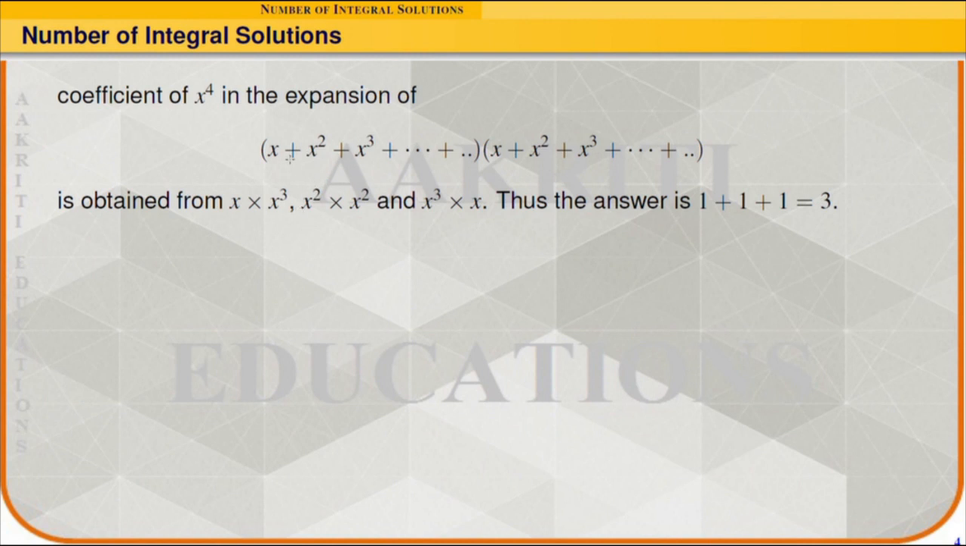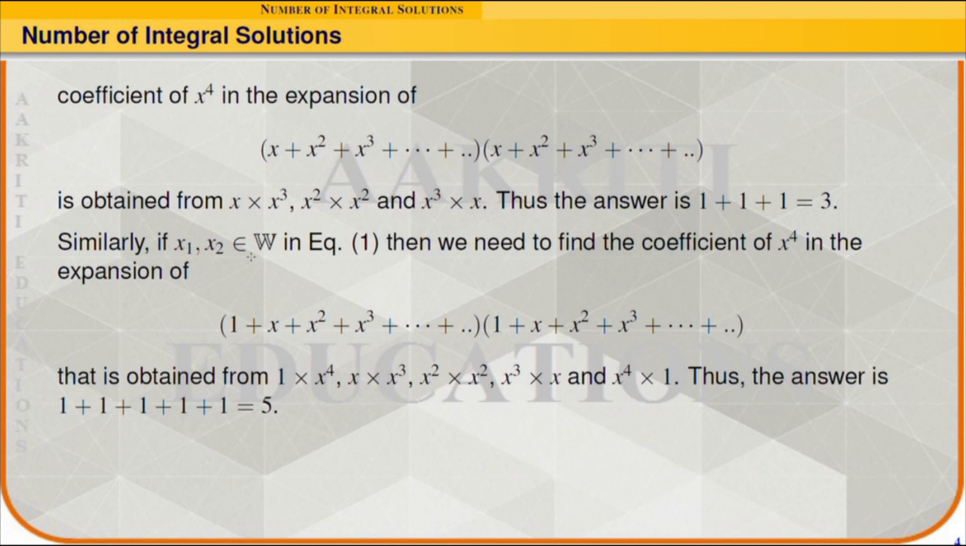So x raised to the power 4 can be found by multiplying x with x cube, x square with x square, and x cube with x. You will notice that in each part the coefficient is 1, and the sum is 1 plus 1 plus 1 is equal to 3, which we obtained earlier as well.